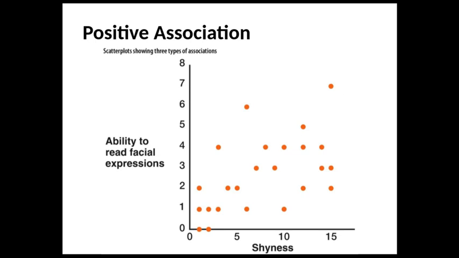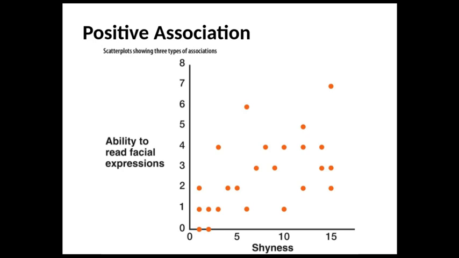What a positive association means is that as one variable goes up, the other variable also goes up. So the more shy you are, according to this sample, the better you are able to read facial expressions. Or at least that there's a positive relationship between the two, right?